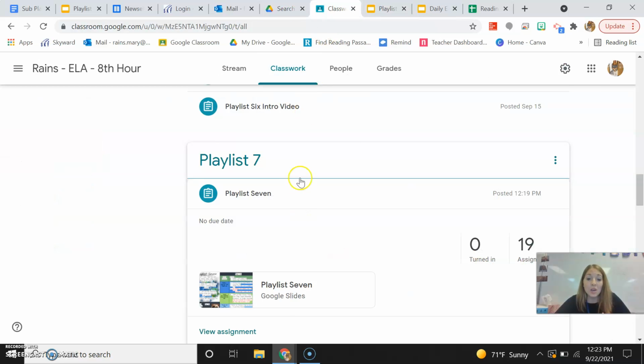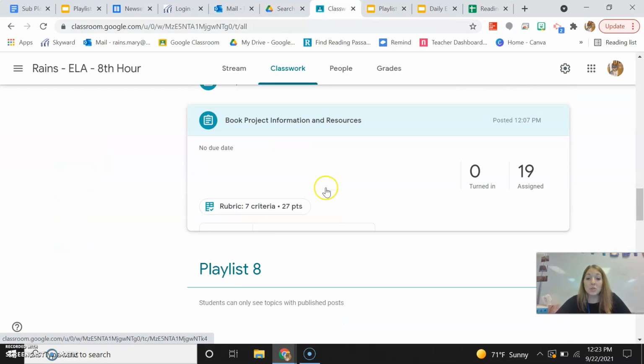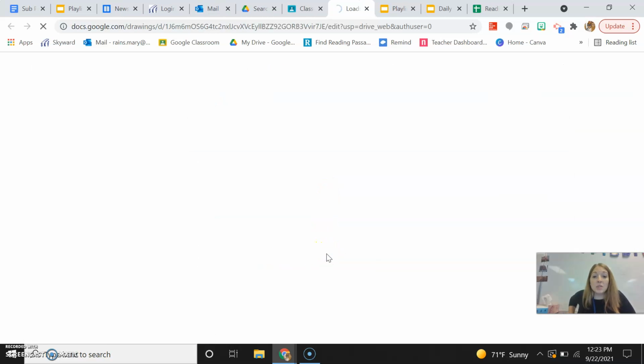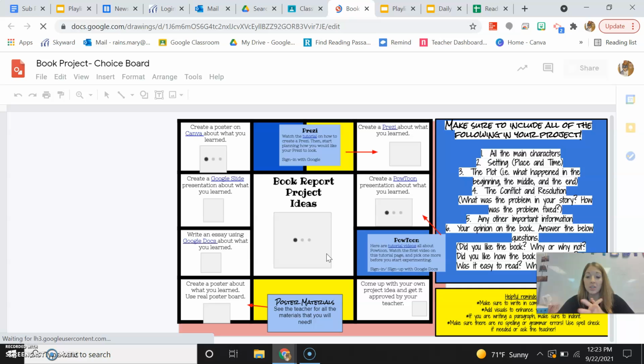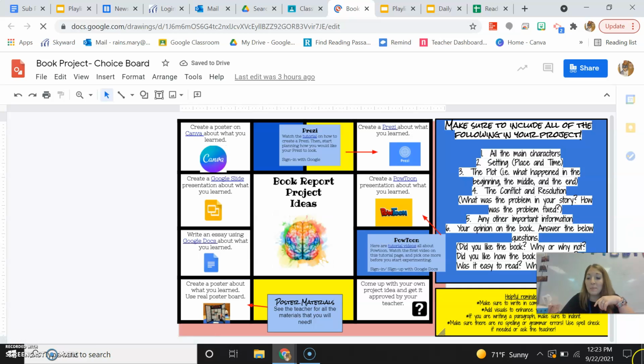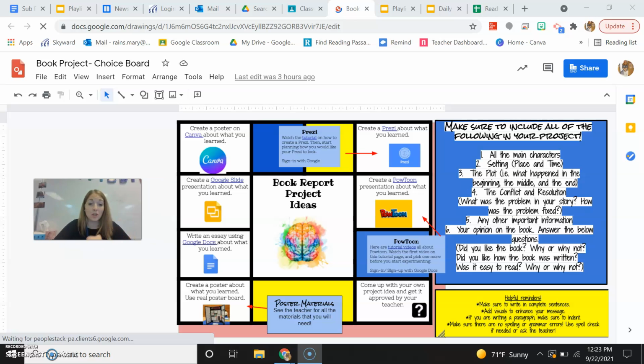So if you go to Google Classroom, you will see book project information and resources. There's a document that's posted that looks like this. It should be everything that you need to know to be successful on your book project or report. So basically you get to choose which one you want to do. You can do a Canva poster, you can do a Google Slides presentation, you can use Google Docs, you can create your own poster, you can use Prezi, and you can also use Powtoons. And I tried to include as many resources as possible to help you guys do that, but I'm also here for questions.